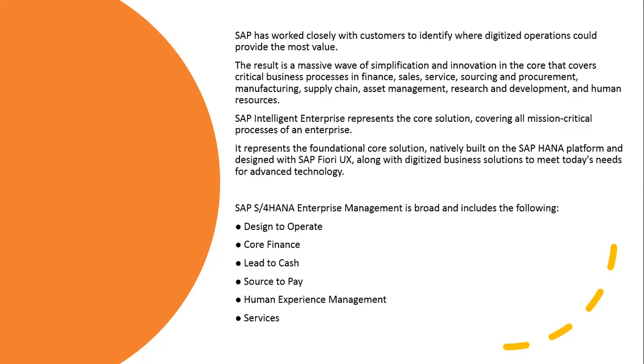Now, SAP Intelligent Enterprise represents the core solutions covering all mission critical processes of an enterprise. So it tries to cover the end-to-end of all business processes. Now, let's look at the core areas. Of course, we have design to operate. We have the core finance. We have the lead to cash. We have the source to pay. These are the core business processes that the SAP S4 HANA system covers.